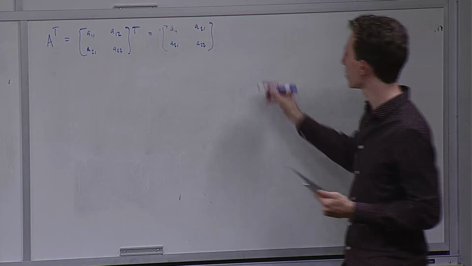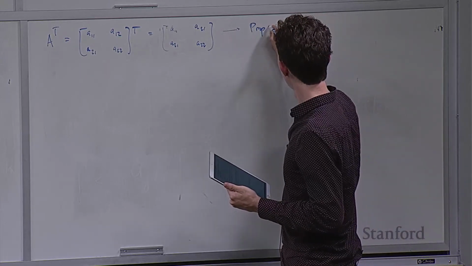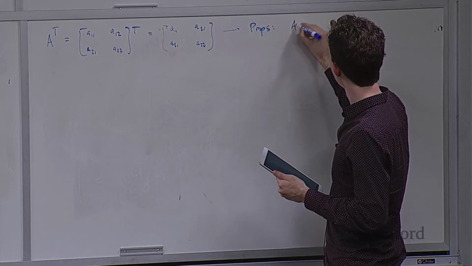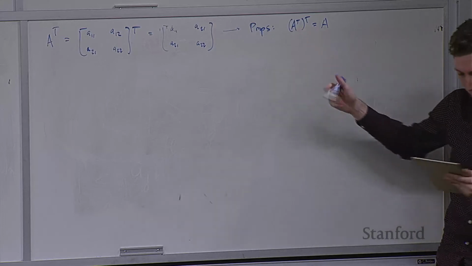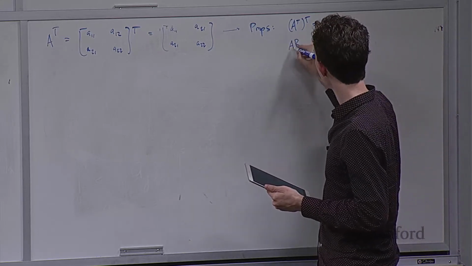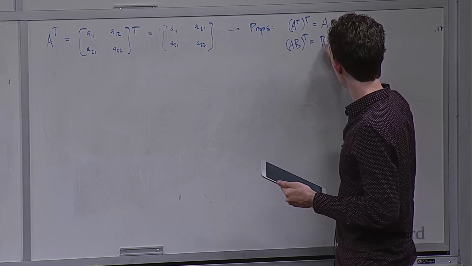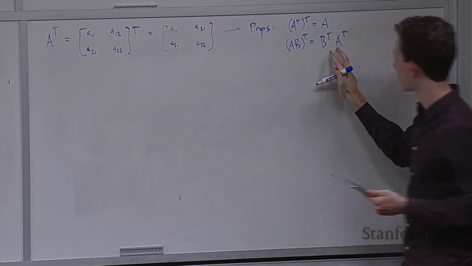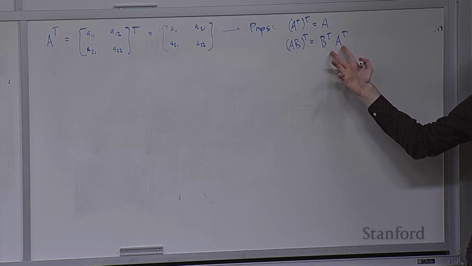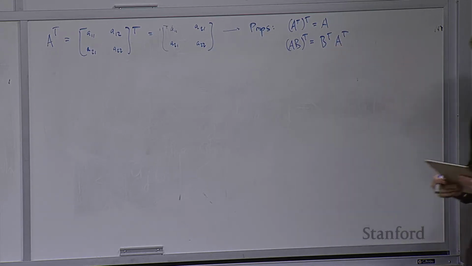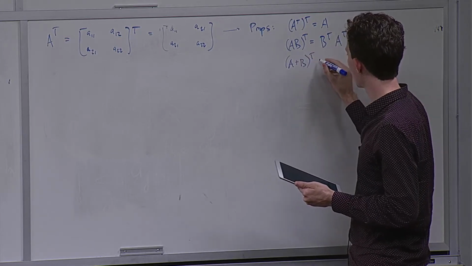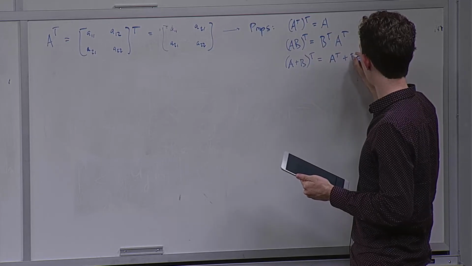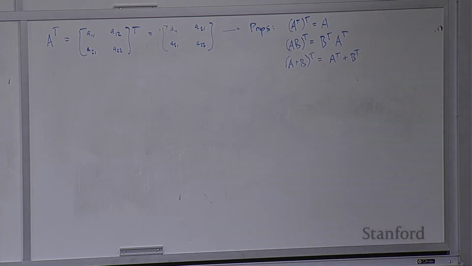Some properties of transposes are that A transpose transpose is the same thing as A. That makes sense. I flipped it once, and then I flipped it back. If I take a product AB and transpose it, that's the same thing as flipping the product and taking the transpose of each of those. This is not obvious, but if you're interested, you can look up a proof. It's not hard to find. And then the other property is that if I sum two matrices and then take the transpose, I can just think of transposing them immediately and taking the sum. Okay.